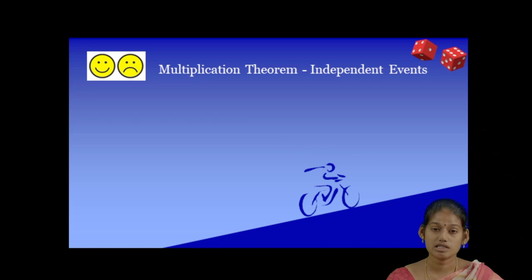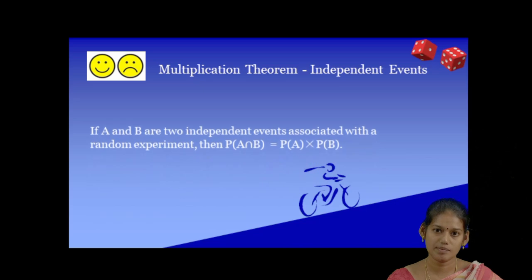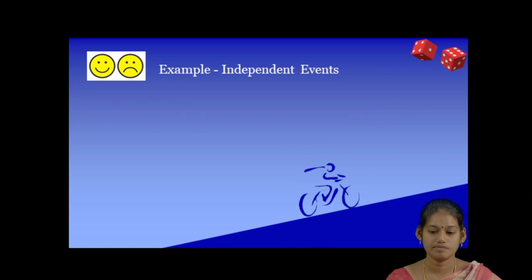Here the multiplication theorem plays an important role. The multiplication theorem states that if two events A and B are independent, the probability of A and B, P of A intersection B, is equal to P of A times P of B. So P of A intersection B is nothing but the probability of the occurrence of an event A and the probability of occurrence of an event B.